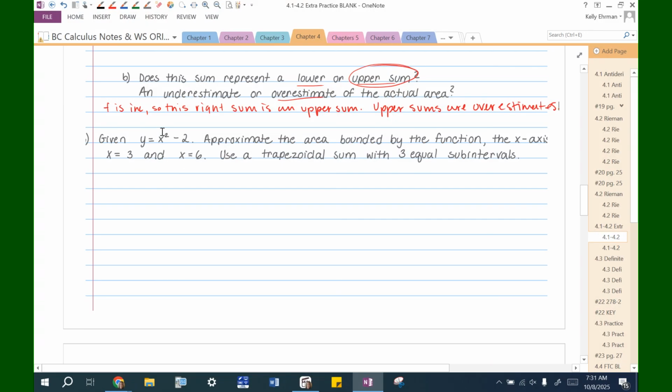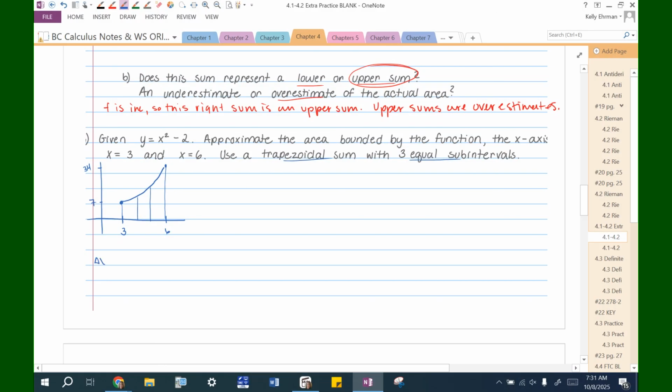All right, given y equals x squared minus 2, approximate the area bounded by the function, the x-axis, x equals 3 and 6. Use a trapezoidal sum using 3 equal subintervals. So I like to sketch a little graph here. Let's see, plug in 3. 9 minus 2 is 7. Let's just say that's there. Plug in 6. 36 minus 2 is 34. This would be some sort of parabola shape. So we're looking at this area into 3 equal subintervals. And we're going with the trapezoidal sum.